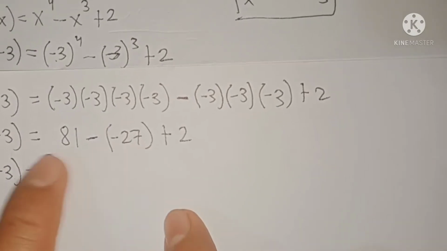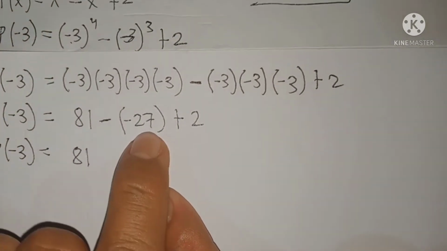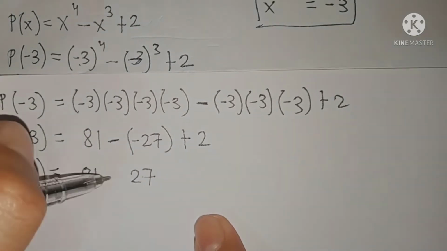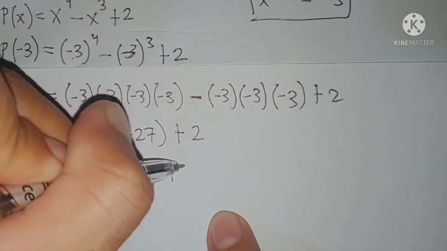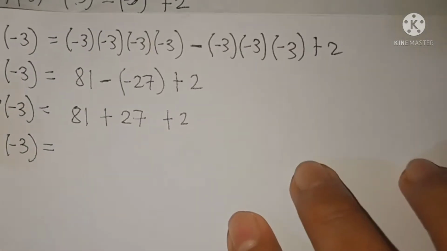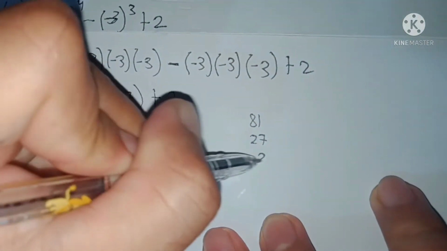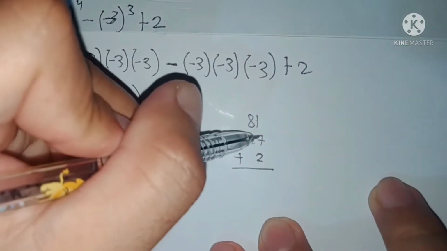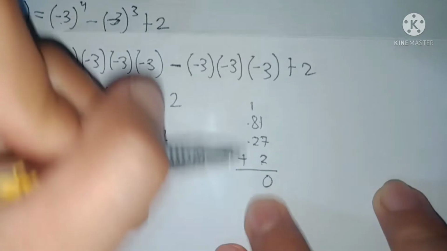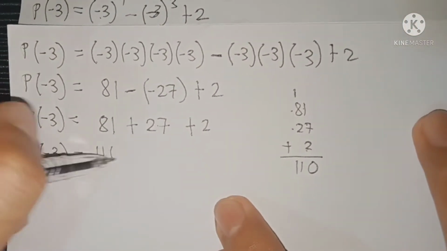So how do we subtract signed numbers? First, copy the first number and then change the sign of the second. So from negative 27 magiging siyang positive 27 and then proceed to addition. And then you have plus 2. So p of negative 3 is equal to, i-add natin vertically. So vertical approach, you have 81 plus 27 plus 2. So 1 plus 7 is equal to 8 plus 2, that is 10. Carry 1. 8 plus 2 is 10 plus 1, that is 11. Therefore, p of negative 3 is equal to 110.